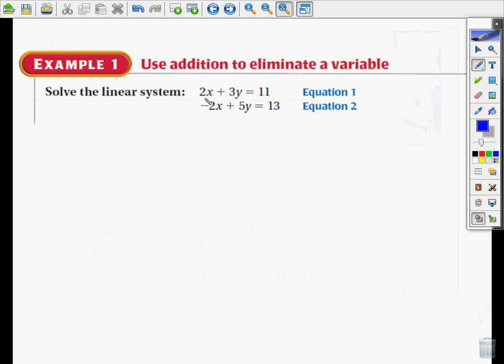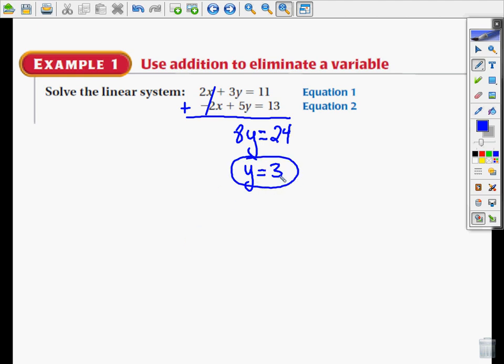We have the equations 2x plus 3y equals 11 and negative 2x plus 5y equals 13. I look to see: do I have either the exact same or the exact opposite variable terms? In this case, I have the exact opposite x terms, and to eliminate exact opposites, you add. 2x plus negative 2x is gone. 3y plus positive 5y is 8y. And 11 plus 13 is 24. Now I'll divide by the 8, and y equals 3. So that was pretty quick.